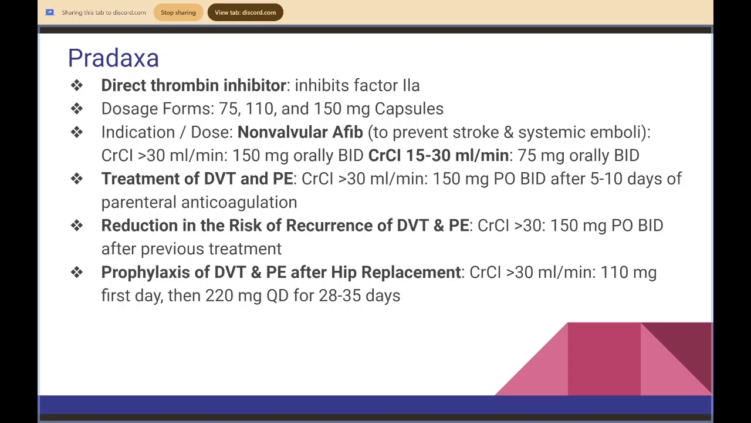Now we have Pradaxa. Can anyone put into the chat the generic for Pradaxa?